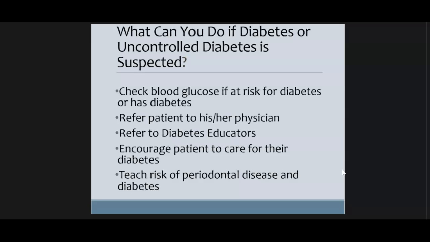So what can you do if diabetes or uncontrolled diabetes is suspected? Well, if you have a patient in your chair, you can check their blood glucose to see if they're at risk for diabetes or if they have diabetes. You can refer the patient to a physician, especially if you take their blood glucose and their number is really high, they should be referred to a physician. You can also refer them to diabetes educators.